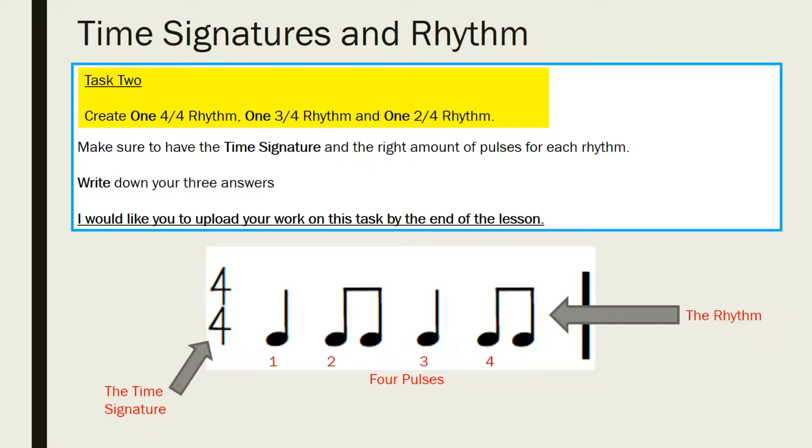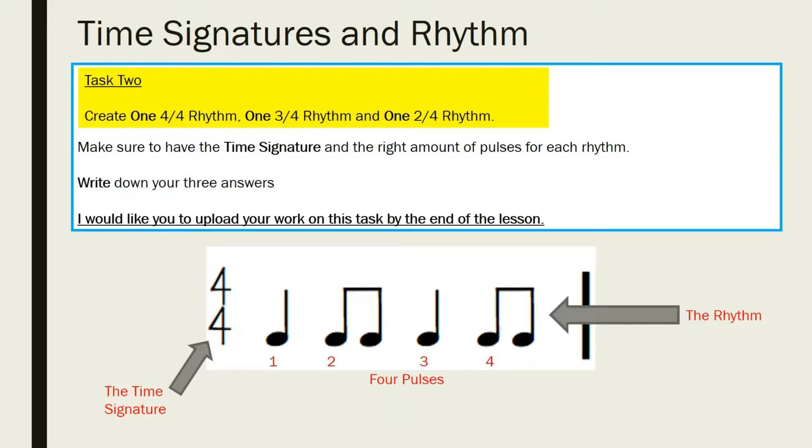This is where you start to create your own rhythms with your understanding of time signatures. I'd like you to create one 4/4 rhythm, one 3/4 rhythm, and one 2/4 rhythm. When doing this, please make sure that you have the time signature written out and that you have the right amount of pulses for each rhythm.